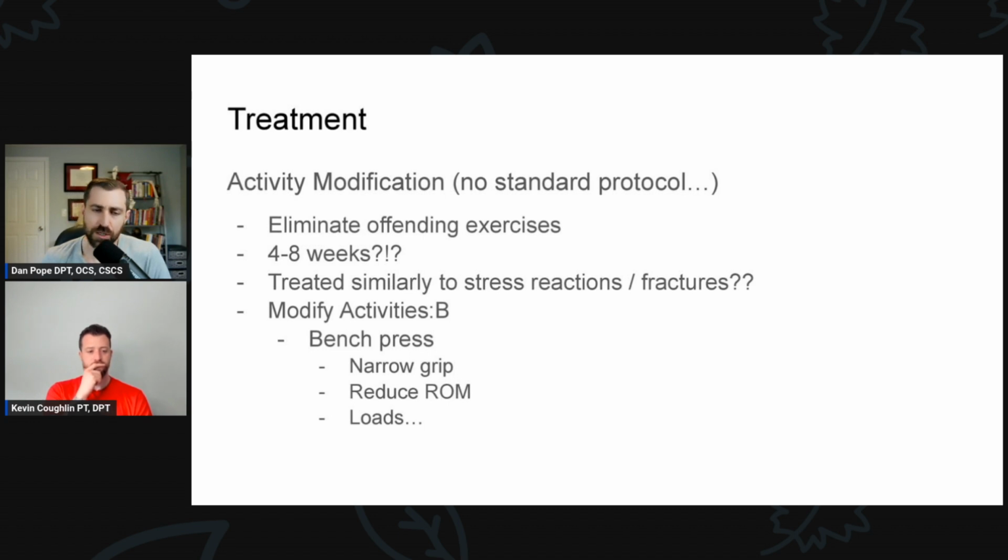But in the study, they just talked about narrowing the grip, reducing the loads, and the range of motion. But those are some other options you can try. What are your thoughts? Do you ever use any of those, Kevin?